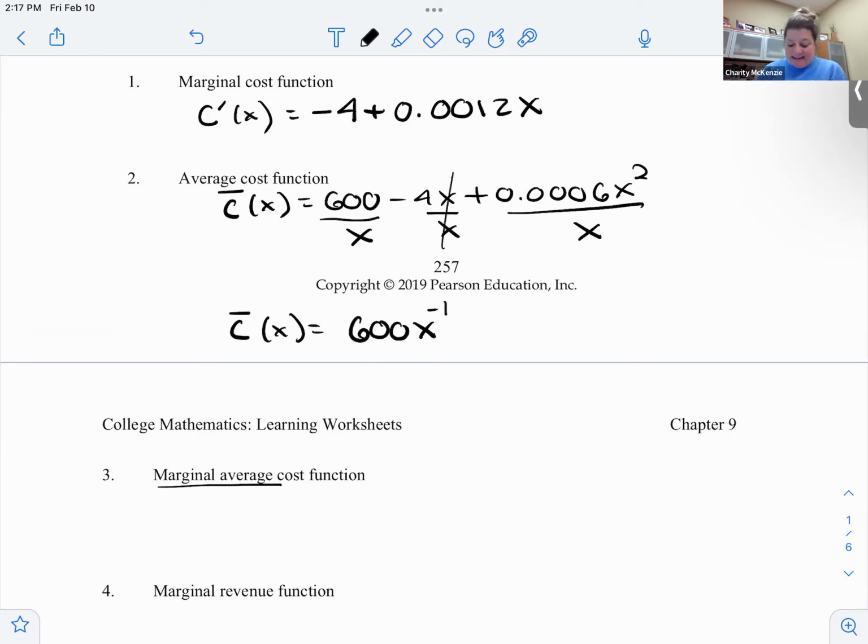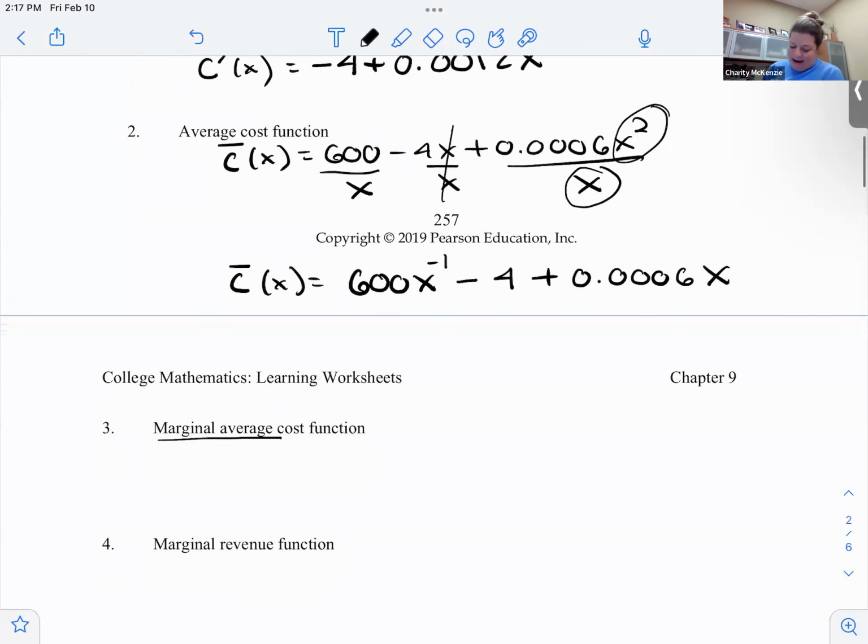This next term, the x's cancel, so I just have the number -4. And then you can see a square and an x. So one of the x's cancels with one of the x's up top. So I have plus 0.1236x because one of the x's canceled. So that's our average cost.